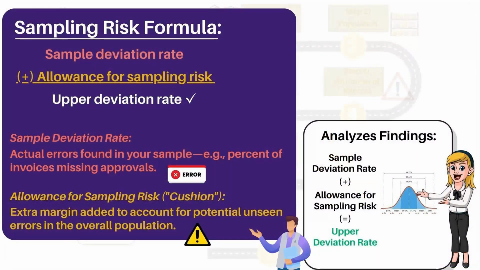Whereas the allowance for sampling risk is a safety margin in case Lucy's sample didn't show all the errors. So it accounts for the chance that the actual error rate in the full population is higher than what she saw. So think of the allowance for sampling risk as sort of this built-in cushion. It's like saying, even if I didn't find many errors, there could still be more that I didn't see. So I'll pad my number just in case. All right, so think of it sort of like this buffer zone in case she got lucky and picked a sample that doesn't represent the whole population.